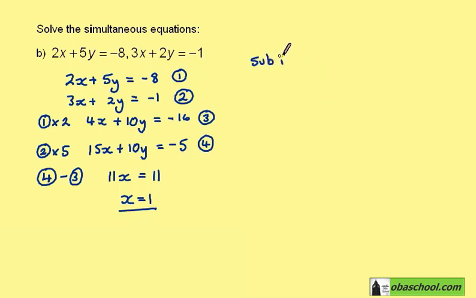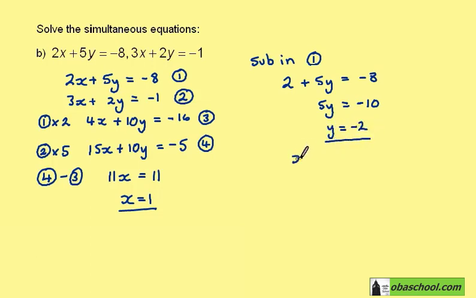Now substitute into one of the original equations. I'm going to choose 1. X is 1, so 2 1s are 2, plus 5y equals minus 8. Take 2 from both sides, gives us 5y is equal to minus 10, and therefore y is equal to minus 2. So our solution is x is 1 and y is minus 2.